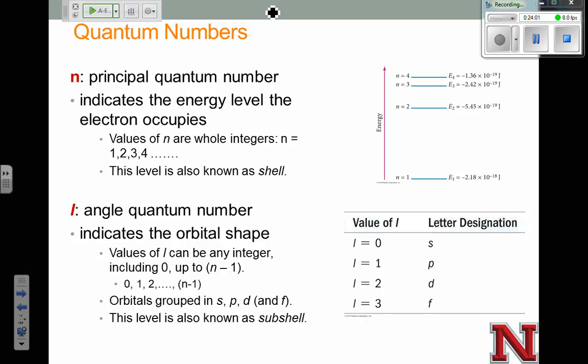We don't ever have d orbitals. The d orbitals are higher in energy and we don't have any electrons there. So for carbon, what we care about are s and p, and we'll see that.